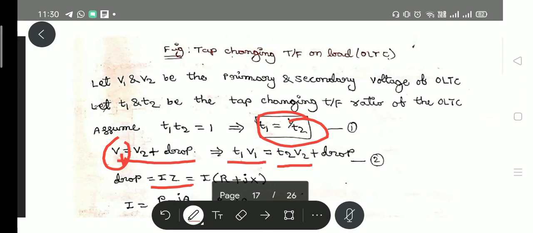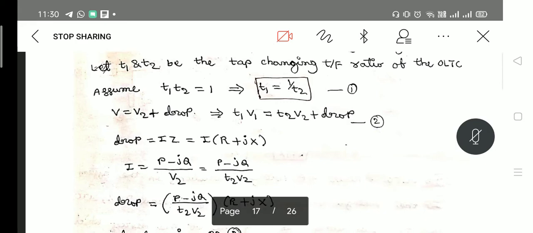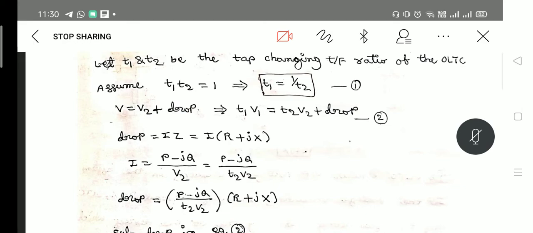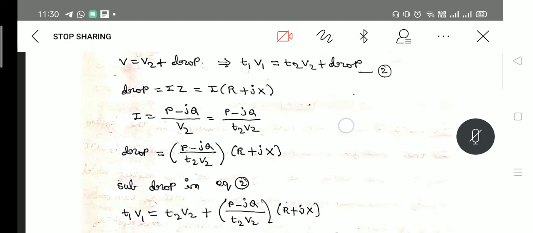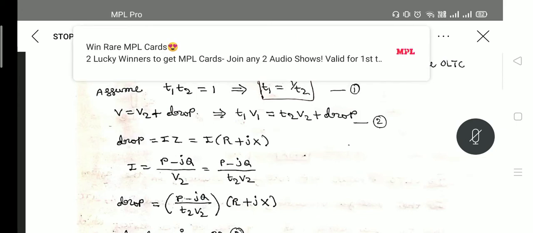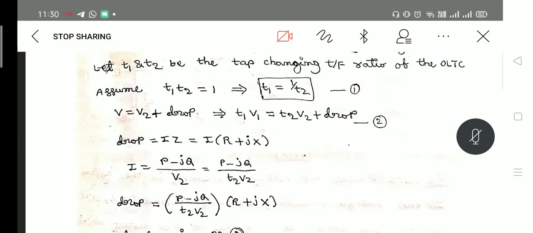I means P minus jQ by V. We can substitute in place of I here P minus jQ by V2, and in place of V2 we can substitute again T2 V2. So substituting the I value in the drop, P minus jQ by T2 V2 into R plus jX. This drop will be substituted in equation number 2, that is T1 V1 is equal to T2 V2 plus P minus jQ by T2 V2 into R plus jX.